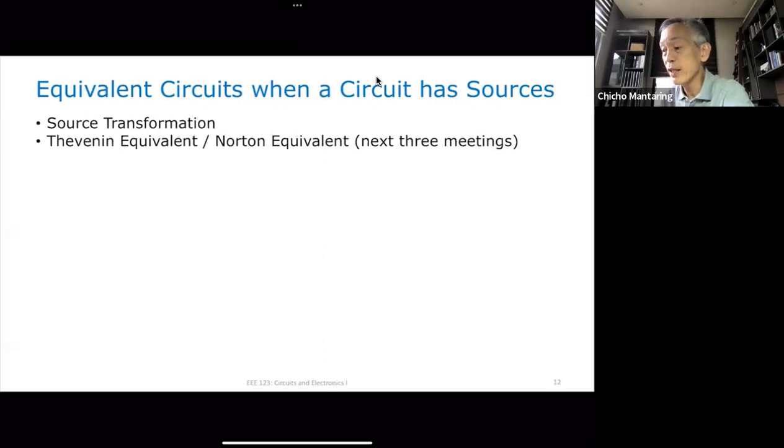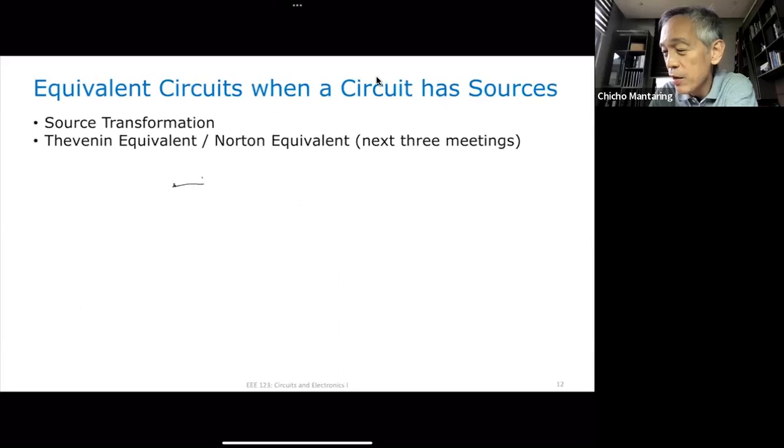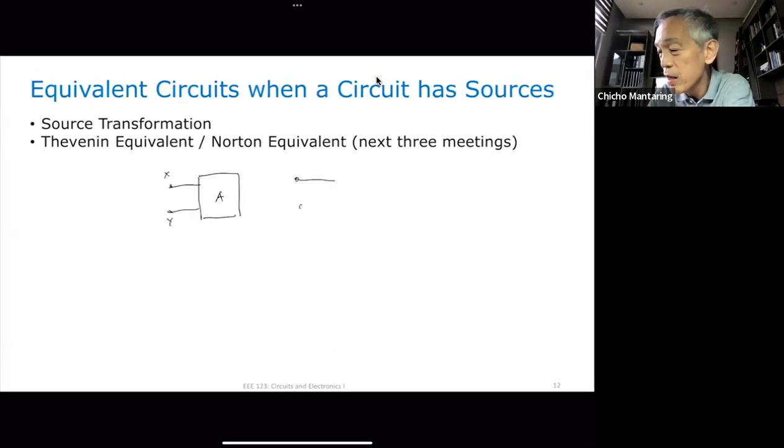Equivalent circuits when a circuit has sources. So remember when I talked about equivalence, no? When are two circuits equivalent? Let's say I have a circuit A, with terminals X and Y, and then I have another circuit B, with terminals small a and small b. So A and B are equivalent with respect to these terminals if I have a third circuit.